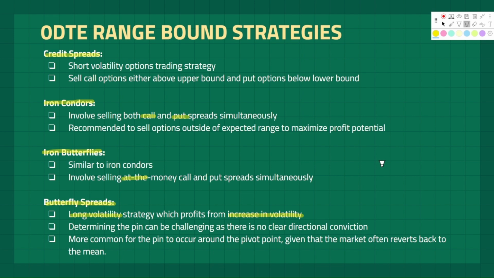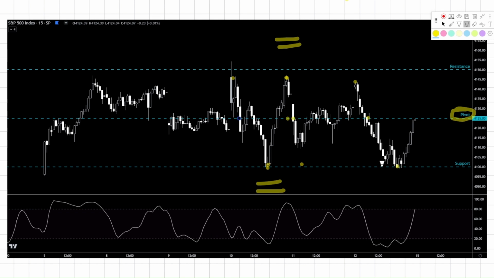In addition, determining where the market may pin in a range-bound environment can pose a challenge as well, because simply there's just no clear directional conviction. However, more often than not, the market pins somewhere around the pivot point because that is deemed as fair value. So if you do opt to trade the butterfly spreads in this environment, I definitely recommend still structuring the trades off the upper bound to go short, the lower bound to go long.